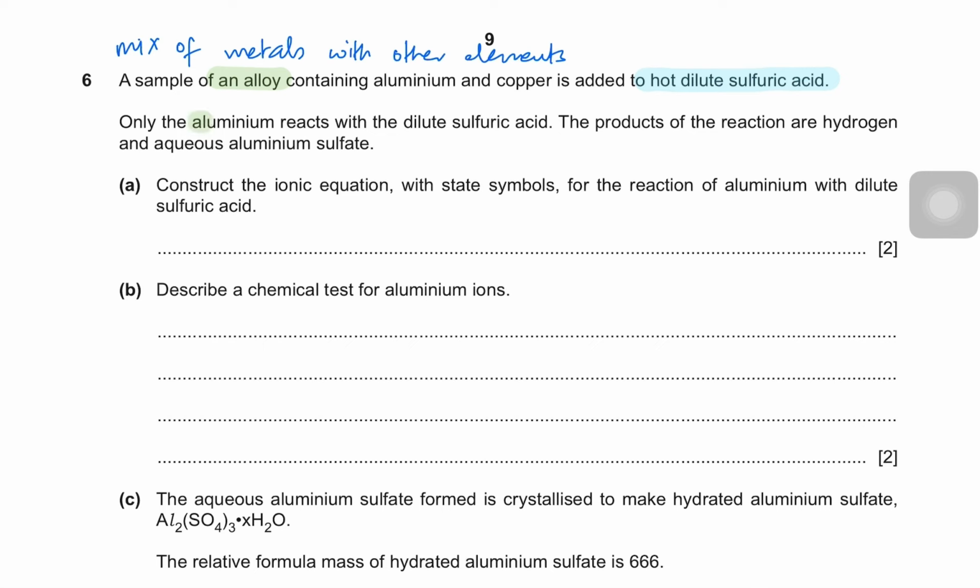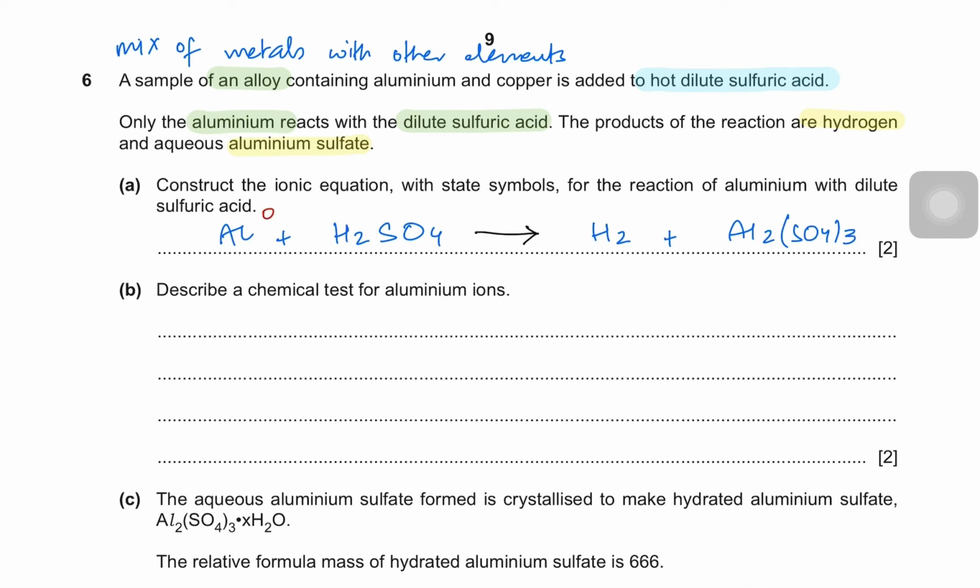So, aluminium reacts with dilute sulfuric acid. Aluminium is Al, dilute sulfuric acid is H2SO4. The products are hydrogen, which is H2, and aluminium sulfate, which is Al2(SO4)3. They wanted the ionic equation. I will cancel the ions and write the ionic equation in the same space.